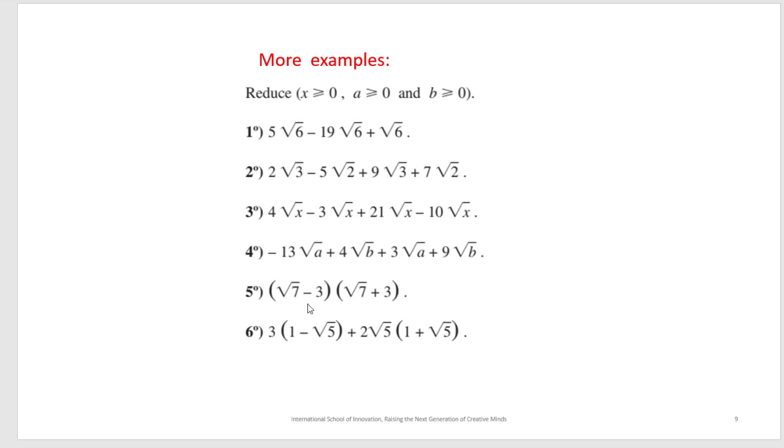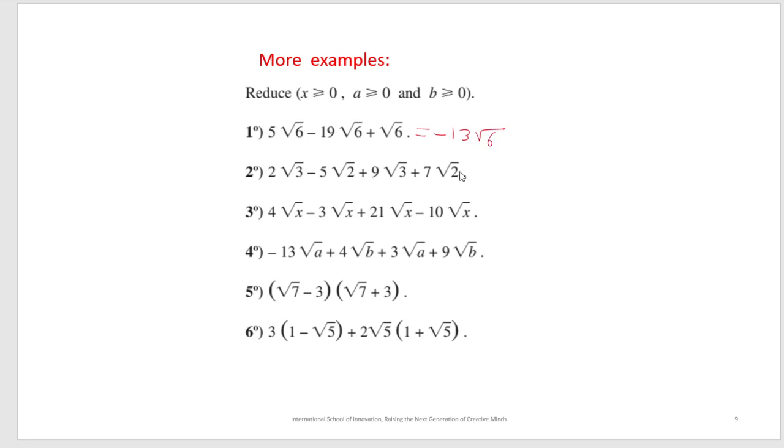Okay, let me go to more and more examples. 5 radical 6 minus 19 radical 6 plus 6 radical 6. How could you do it? Equal 5 radical 6 minus 19 radical 6 plus radical 6. 5 minus 19 is negative 14, plus 1, it's negative 13. So negative 13 radical 6.